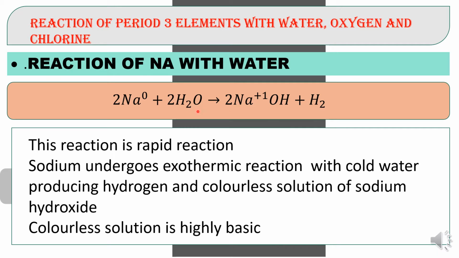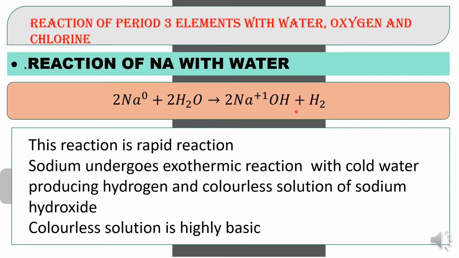The final product will be the hydrogen gas, which is produced in the water in the form of bubbles, and these bubbles of hydrogen gas will split or rupture on the surface of water. Along with hydrogen gas, a colorless solution of sodium hydroxide is also formed in the water, and this colorless solution is highly basic, and this colorless solution sodium hydroxide will dissolve in the water. Okay, and hydrogen gas will be lost from the water in the form of bubbles.